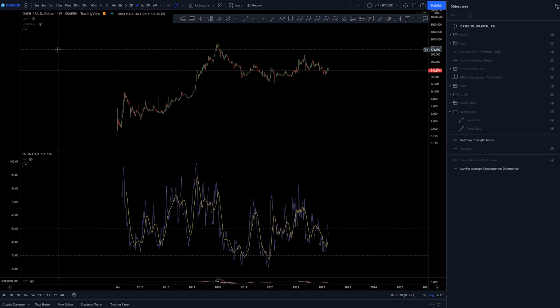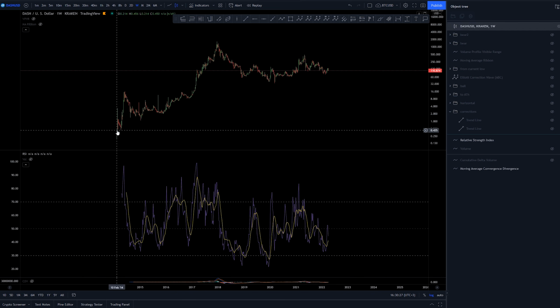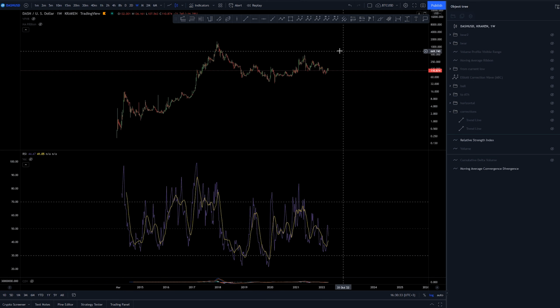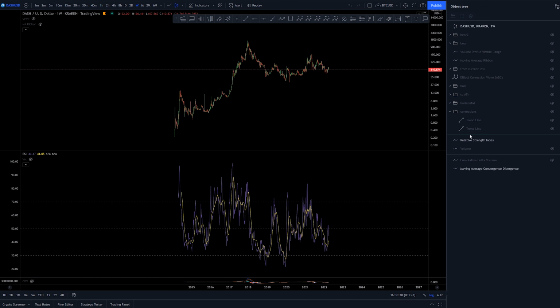This Dash chart is from Kraken, as it had the most price data. Now, this chart goes all the way back to February 2014, which makes it a really old crypto compared to the new ones.